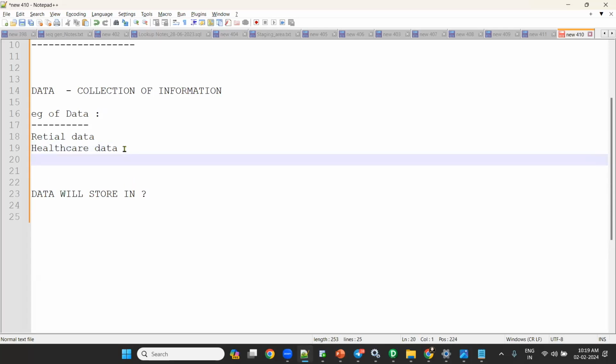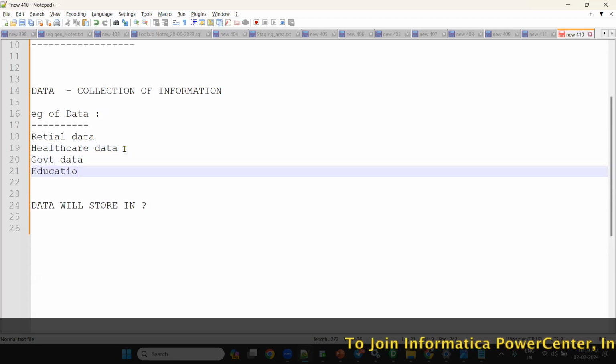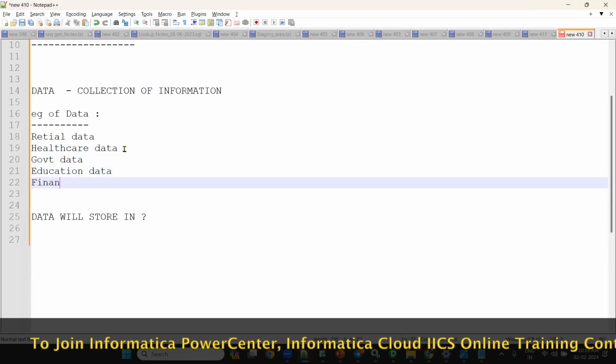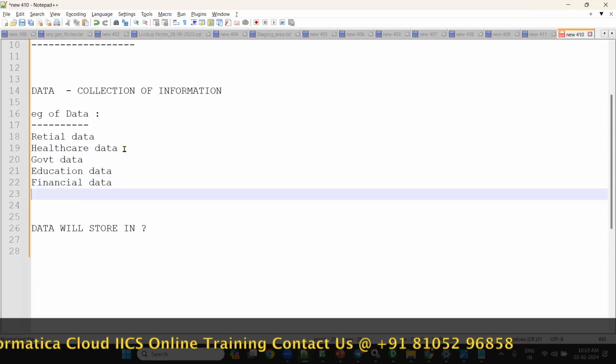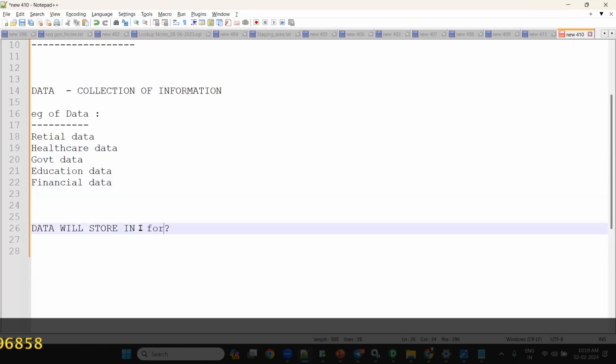Next, government data in all government organizations. Educational data, colleges and schools. Financial data in banks. Entertainment data, etc. Now, where will this data be stored? Data will be stored in the form of what?